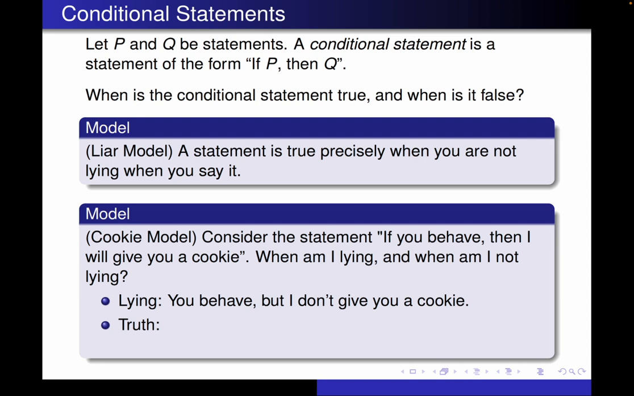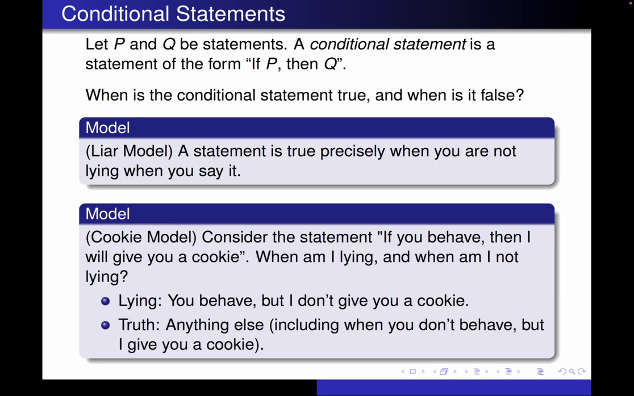And the answer is, if anything else happens. And this includes when you don't behave, but I do give you a cookie. And you can argue in that situation, I'm not really helping anybody behave by giving them a cookie when they don't behave. But again, this isn't about me being effective in my goals. This is about whether I'm telling the truth. And if you don't behave, I haven't told you anything about what happens when you don't behave. So I can give you a cookie, not give you a cookie. Nothing is going to make me a liar.